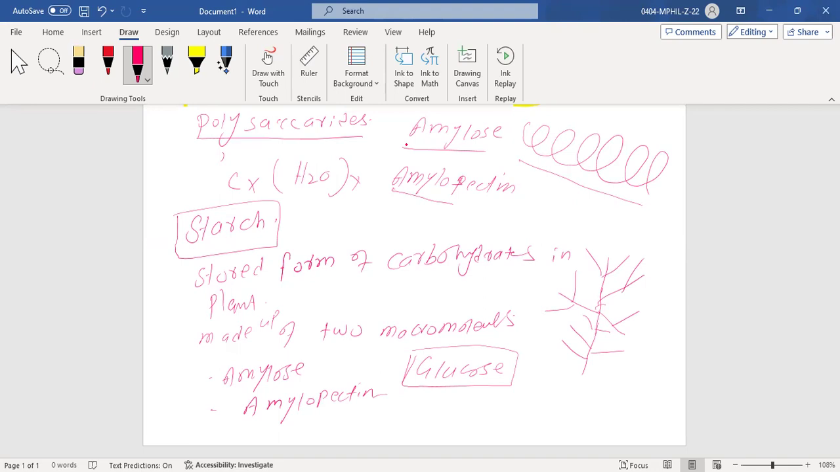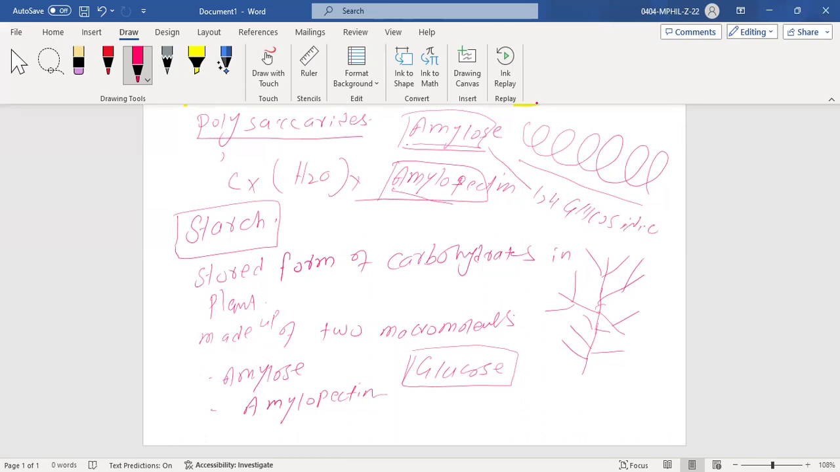Both are macromolecules. Both contain the same alpha glucose, right? But they have just a difference. One is helical and another one is branched. Amylose is helical, and amylopectin is branched, right? That's the main difference between these two structures. And one thing you must keep in mind, in case of amylose, you have 1,4 glycosidic linkage.